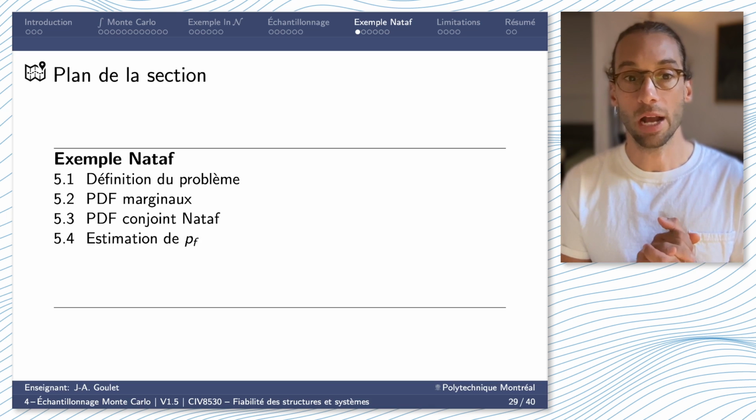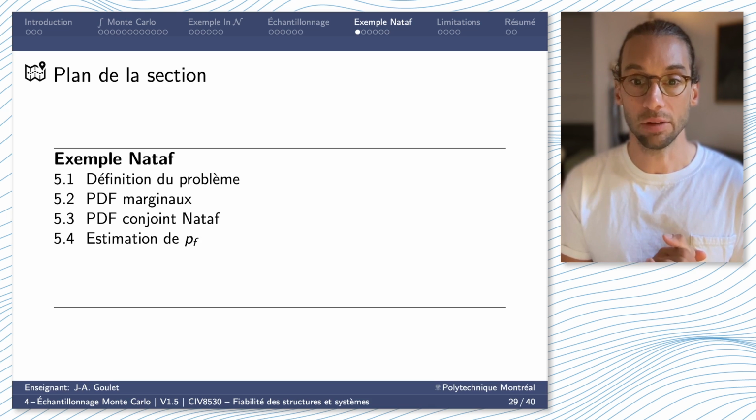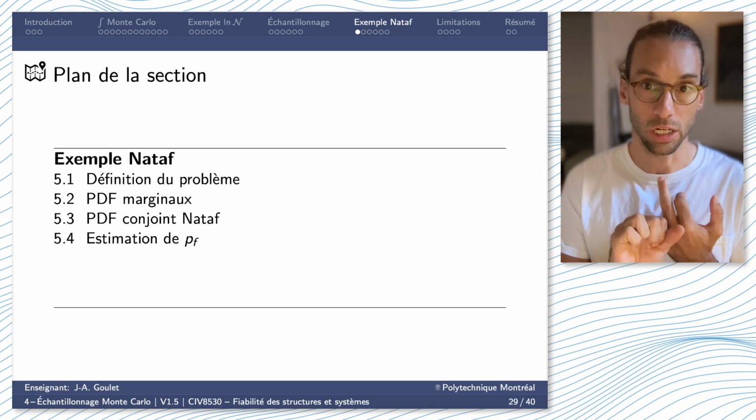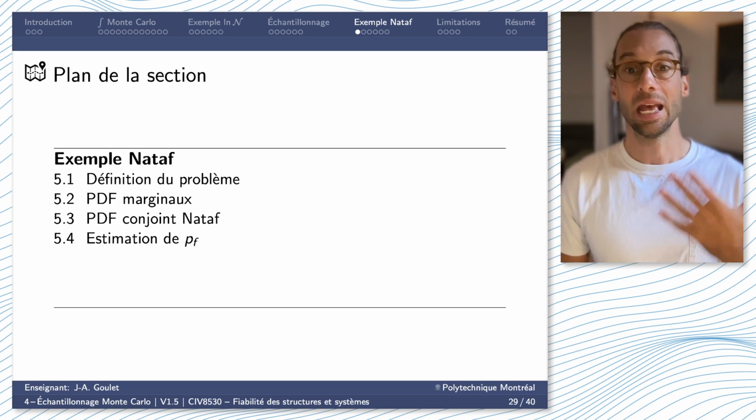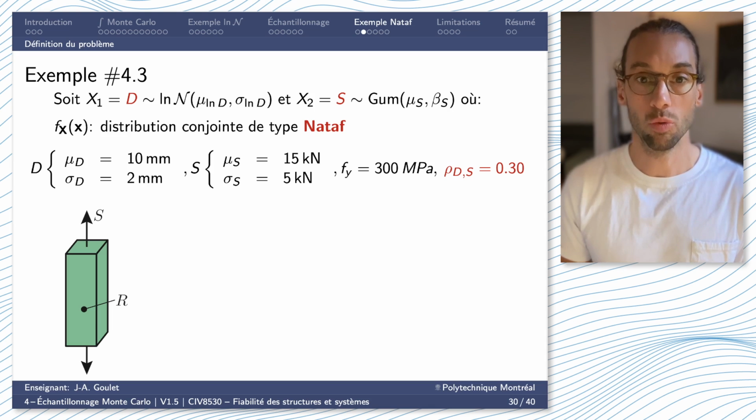So let's look at a practical example of sampling from a Nataf distribution. We're going to look at the marginal PDF, we're going to look at a joint PDF, and then we're going to see how we can estimate our probability of failure with such a method.